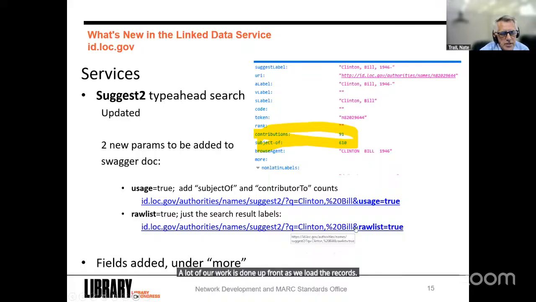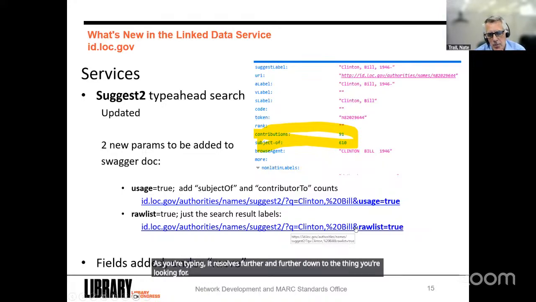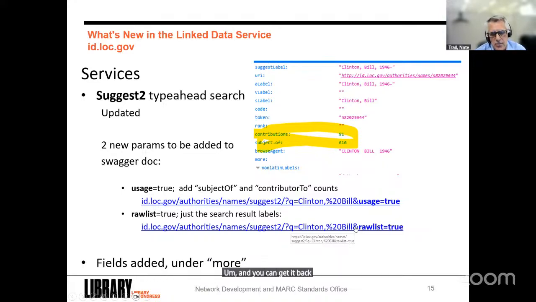All right, so some of the service changes. Our suggest service is the type ahead, so that as you type, if you use this URL, as you're typing, it resolves further and further down to the thing you're looking for. And you can get it back as JSON or XML or whatever you want. And the documentation for that is in the Swagger documents that Chi was talking about. But I've added 2 new parameters that still need to be put into that documentation.